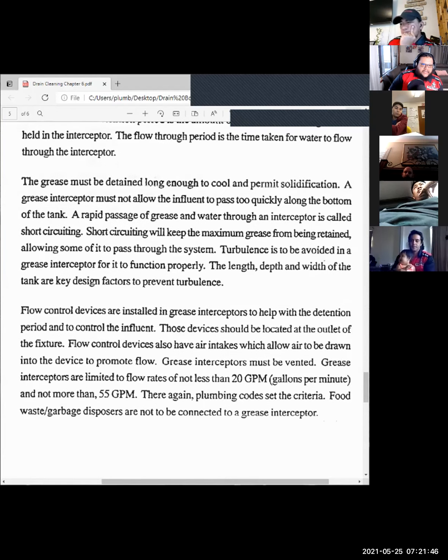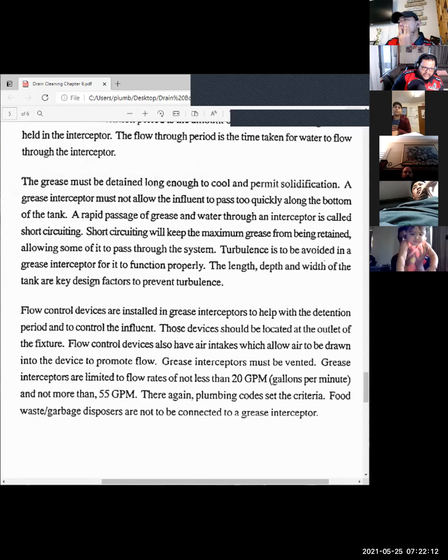The grease must be detained long enough to cool and permit solidification. The grease interceptor must not allow the influent to pass quickly along the bottom of the tank. A rapid passage of grease and water through an interceptor is called short circuiting. Short circuiting will keep the maximum grease from being retained, allowing some of it to pass through the system.